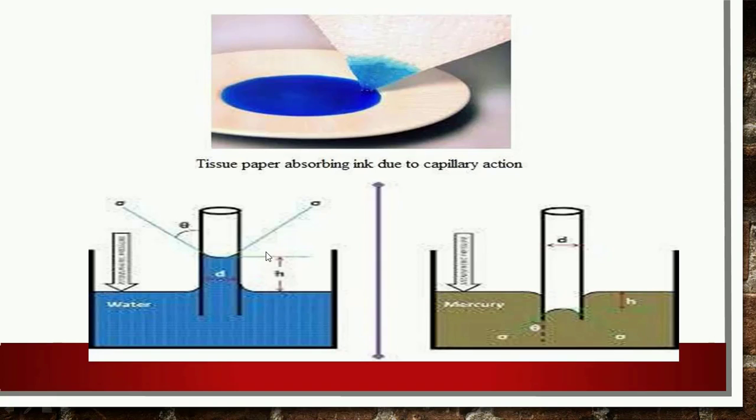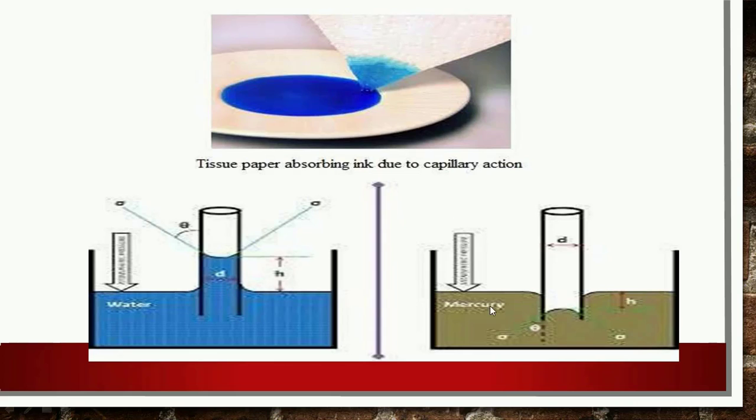This is the example when a glass tube is placed inside the water, and here the glass tube is placed inside the mercury. As you can see in this picture, when you put a glass tube inside the water, the level of the water is raised. This is a narrow tube, and this height h represents the rise of water in the narrow tube. So we can say that when we put a glass tube into the water, the level of water will rise in the glass tube.